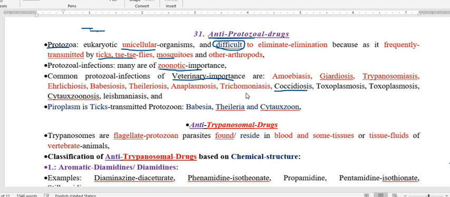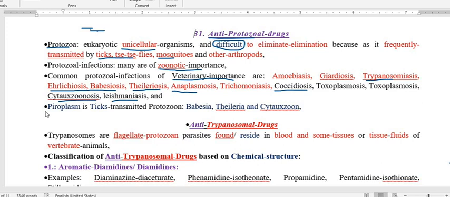So today in this class, I am going to discuss the drugs which act against trypanosomiasis, ehrlichiosis, babesiosis, theileriosis, anaplasmosis, and some against leishmaniasis and cytauxzoonosis. So this many drugs we are going to discuss in today's class.